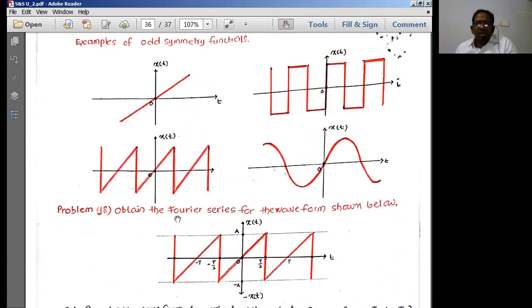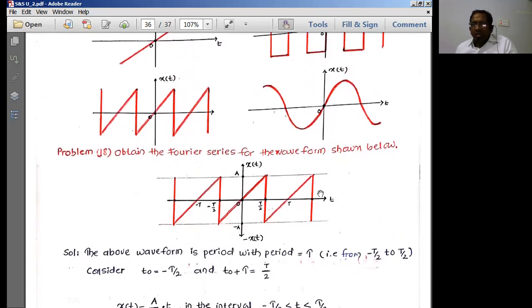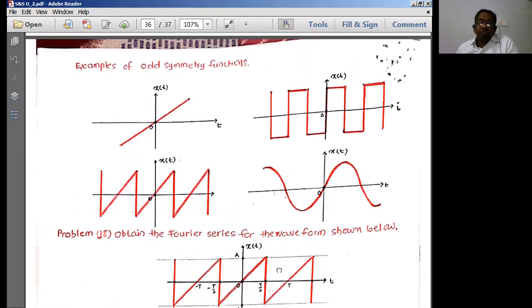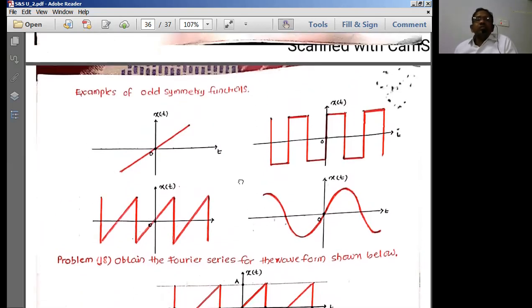Simply if it says obtain the Fourier series for the waveform shown below, in that case you can apply even symmetry or odd symmetry on the signal, figure out which one it comes under, and accordingly we eliminate the respective components and find out only the required components. And after that, simply represent the entire signal in terms of the Fourier series, of course. Now, let us look into this odd symmetry.